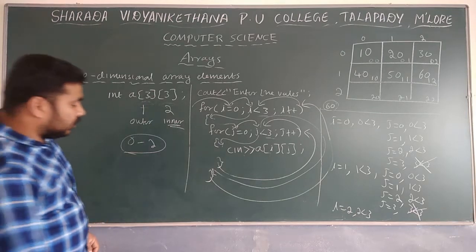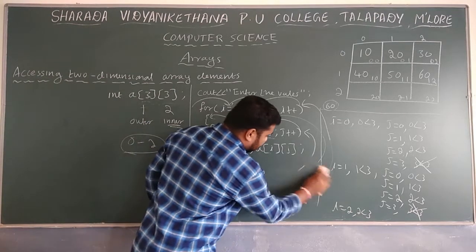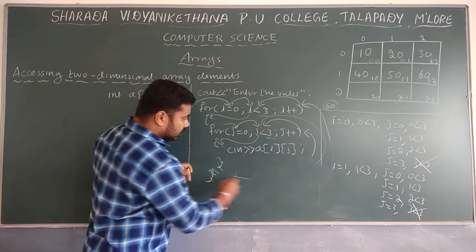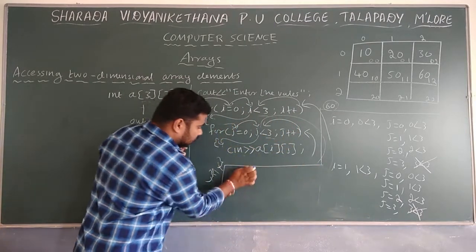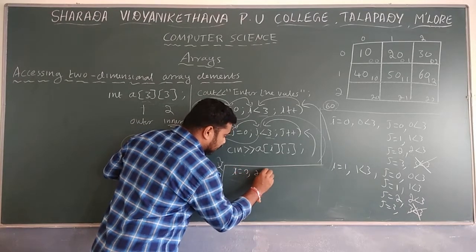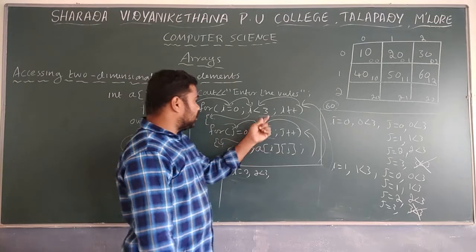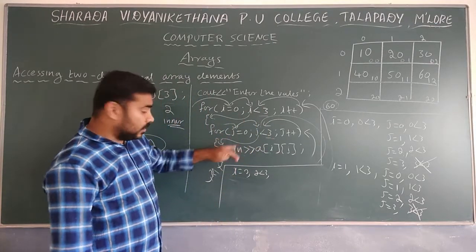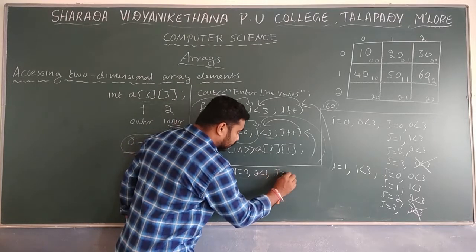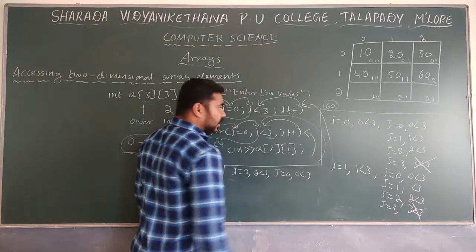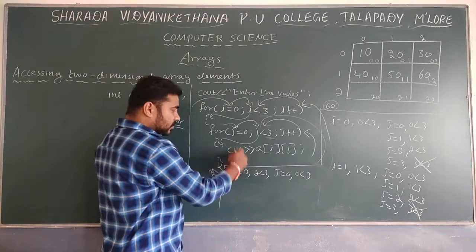Whenever the condition is true, I will write this part here. I is equal to 2. 2 less than 3, condition is true. Whenever the condition is true, once again you will enter inside. Here j is equal to 0. Then we will check 0 less than 3. Condition is true, so enter inside.